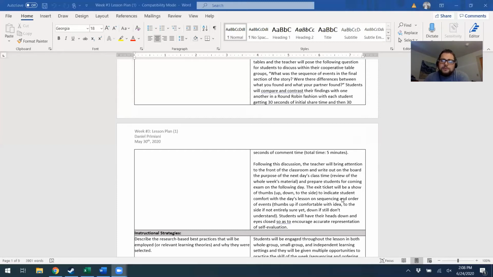The exit ticket for the day would be a show of thumbs, up, down, or to the side, to indicate student comfort with the day's lesson. On sequencing order of events, thumbs up if they're comfortable with the idea, to the side if they're not entirely sure yet, and down if they still don't understand. Students would have their heads down and eyes closed, so as to encourage accurate representation of self-evaluation.